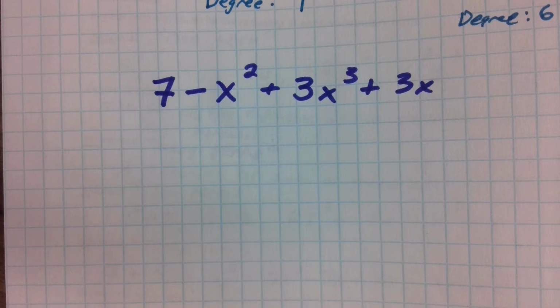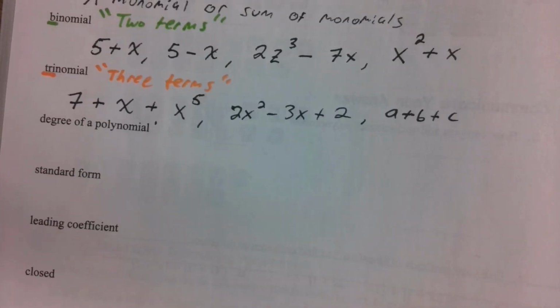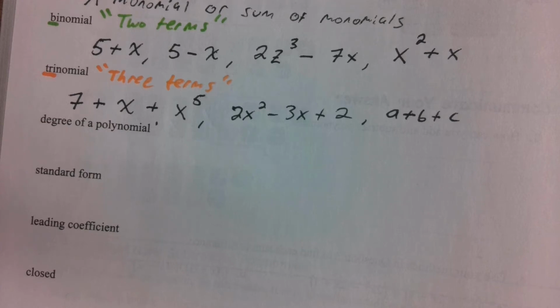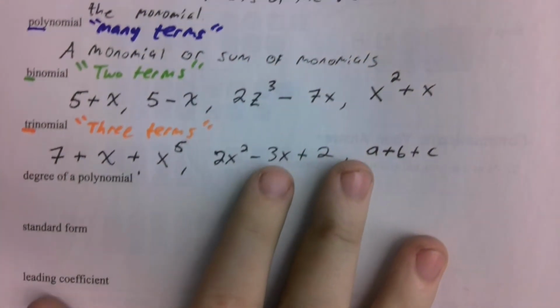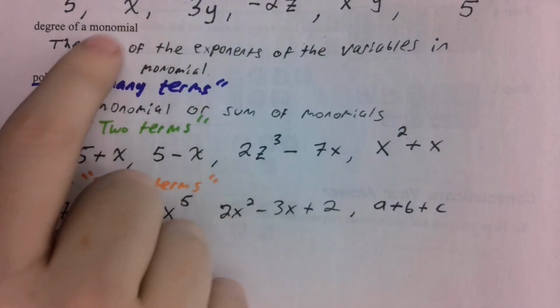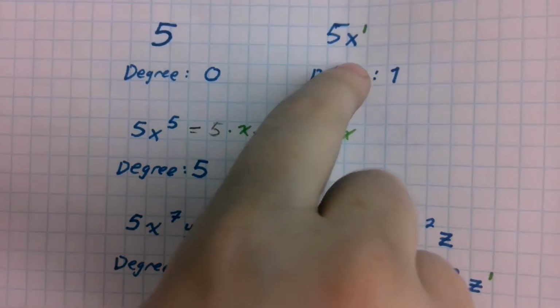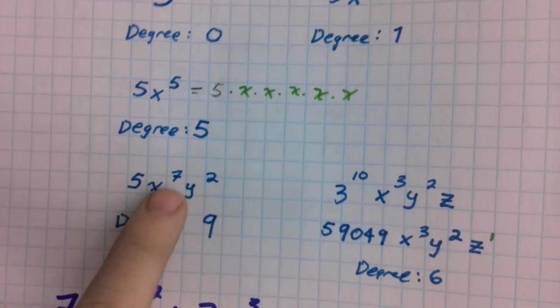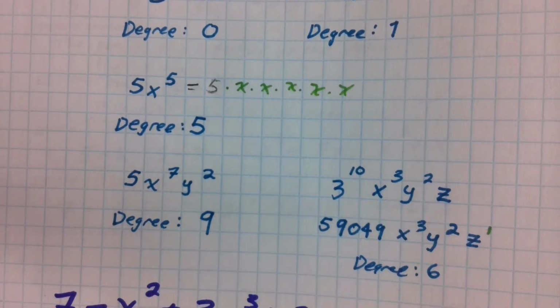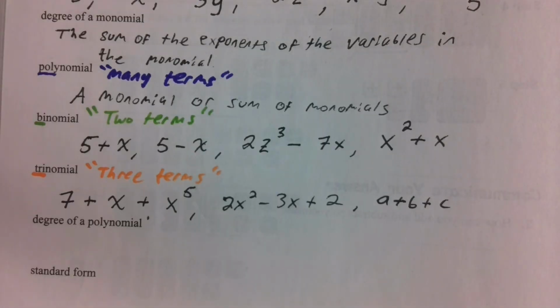Now, we do have a way of quantifying the size of a polynomial as well, and we call it the degree of a polynomial. Here's the problem. It is different than the degree of a monomial. With a monomial, we just counted up how many variables there were. Like here there's 1 variable, here there's 5, here there's 9, here there's 6. We counted up the number of variables, but we don't do the same with the degree of a polynomial.